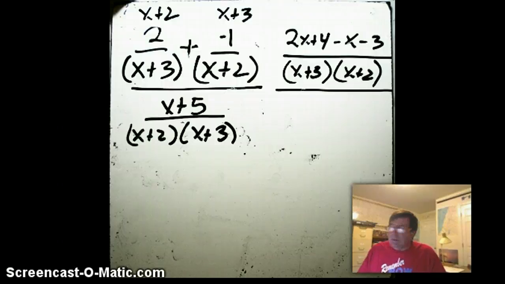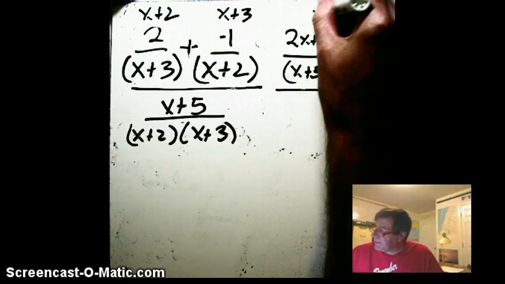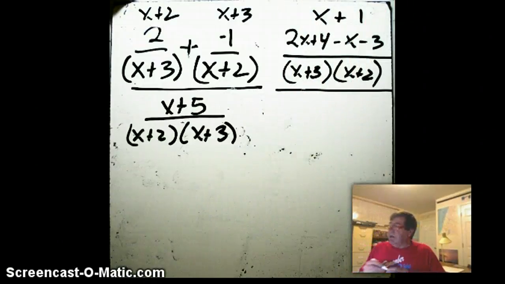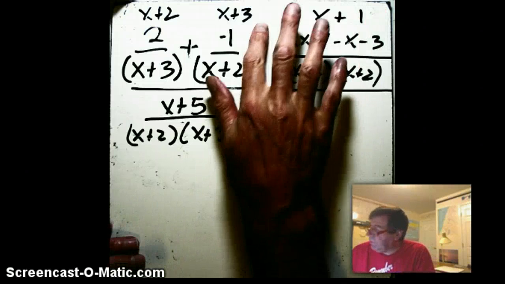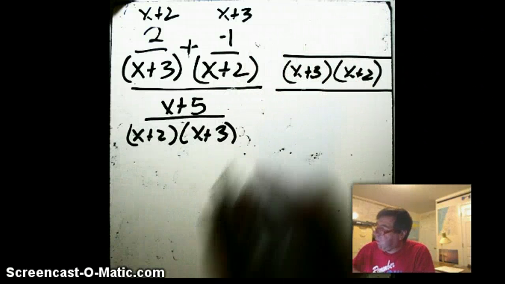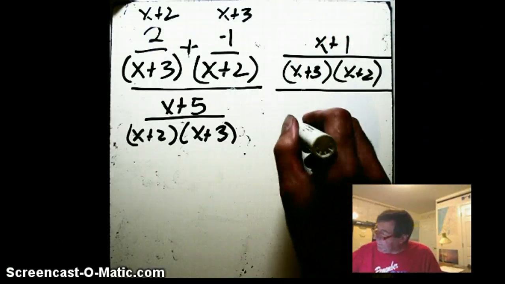Okay. Now, if you notice over here, we could simplify this top. 2x minus x is x, and 4 minus 3 is 1. So I am going to rewrite the numerator as just x plus 1. And notice I still have my denominator.